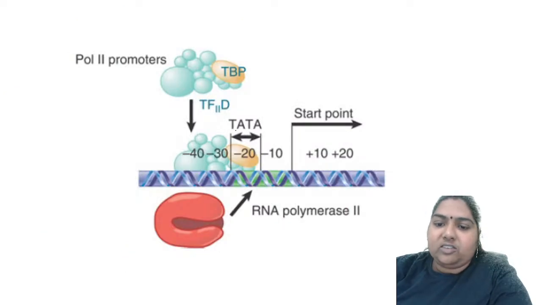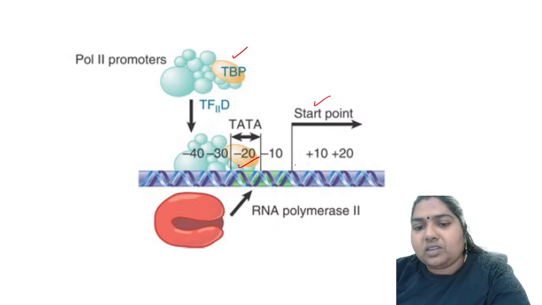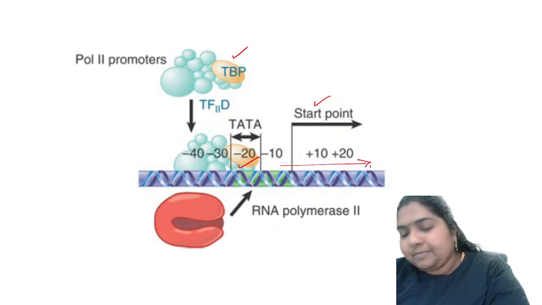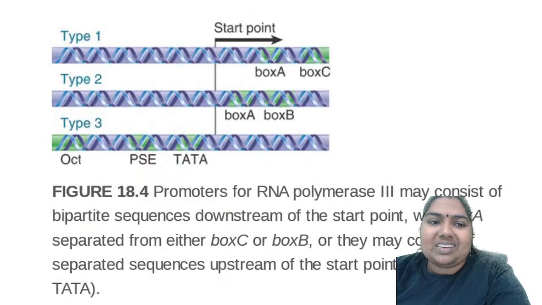See there, this is going to be the start point. This is going to be your TFIID. Within the TFIID, the TBP is present. Your RNA polymerase will come and bind with your Tata box, and it is going to make up the start. Okay, so is it all clear now? Shall we move towards your Pol 3?